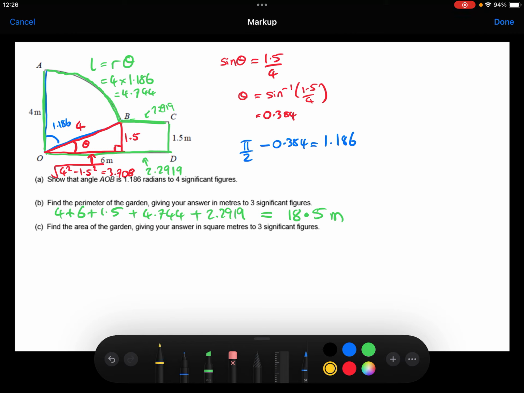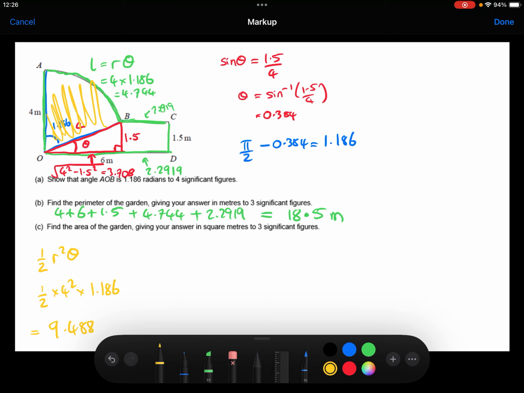And then for part C of the question, we want the area of the garden. So first of all, area of the sector. I can work that out using the formula half r squared theta. So that's a half times 4 squared times the angle, which was 1.186, which gives me 9.488. So that's the area of the sector.